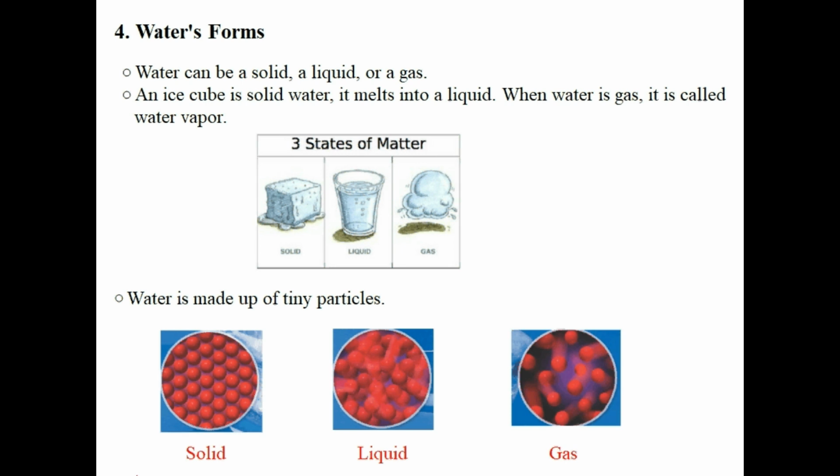Water's forms. Water can be a solid, a liquid, or a gas. An ice cube is solid water. When it melts, it turns into a liquid. When water is gas, it is called water vapor. Now, water is made up of tiny particles.